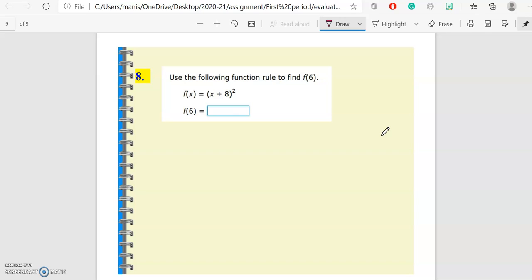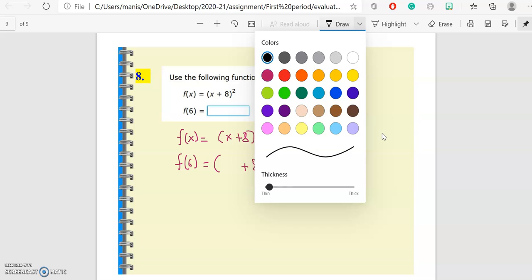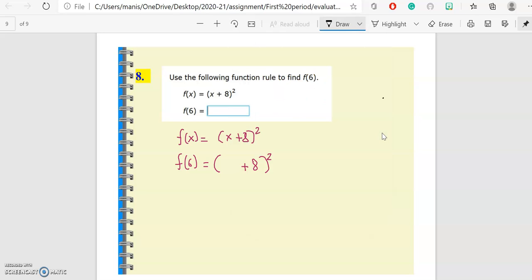Question number 8 says use the following function rule to find f of 6. So step number 1, we will write our function rule. Function rule is x plus 8 whole square. And we have to find f of 6. So I'll write over here plus 8 whole square. Now I will ask this question from you: what is the value of x? Value of x is 6. So wherever you see x, you just write 6 over here.